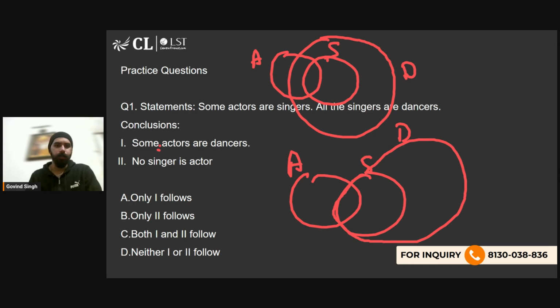Now let's look at the conclusion. Some actors are dancers. कुछ actors dancers हैं। Simply diagram देख के check करो, क्या कोई actor है जो dancer के अंदर आ रहे हैं? हाँ, देखो ये वाला region dancer के अंदर भी आ रहा है। So true conclusion.